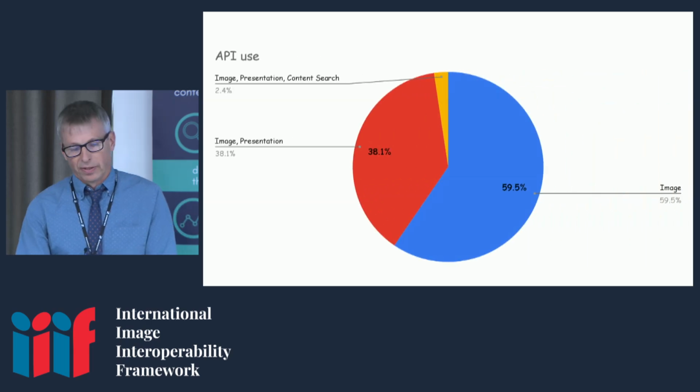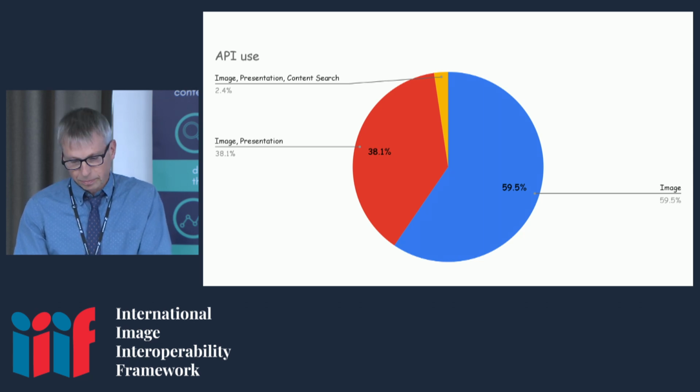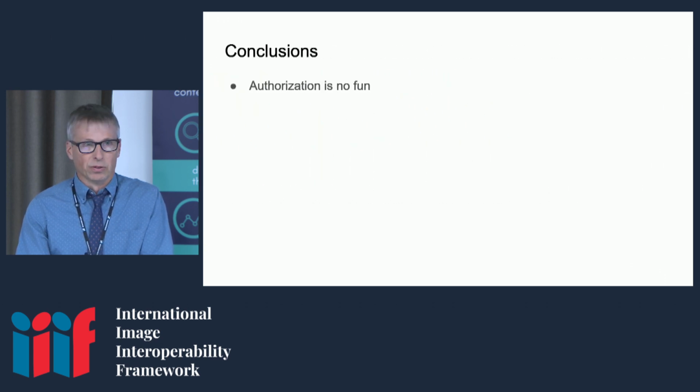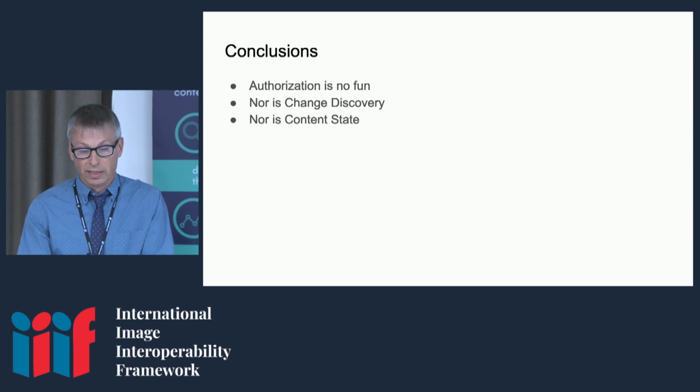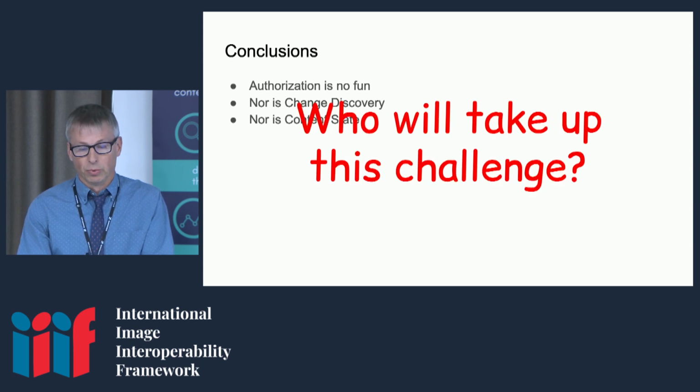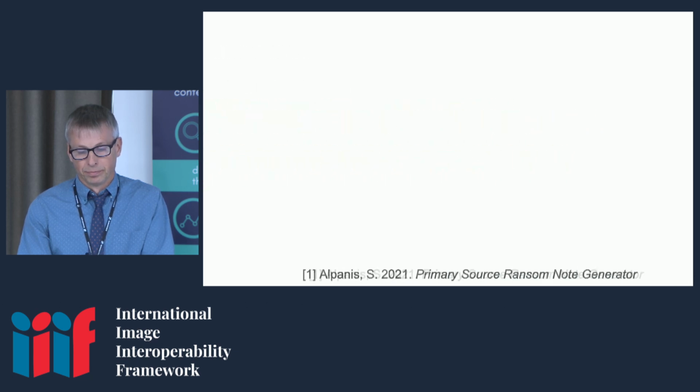As any serious researcher of fun knows, the best way to start is by examining which versions of the API are used. As you can imagine, the image API dominates, followed by the presentation API and a single sole entry for the content search API. From this, we can draw various conclusions. The first of all is that authorization is no fun, nor is change discovery, and of course, neither is content state. I ask you, who will take up this challenge?